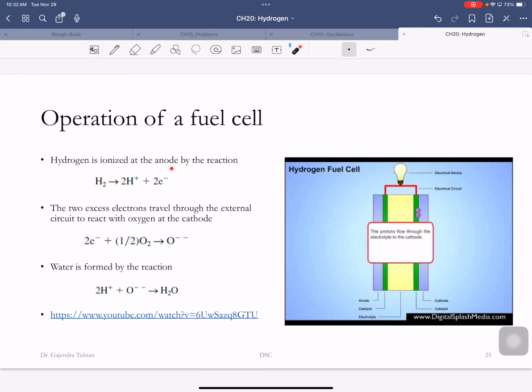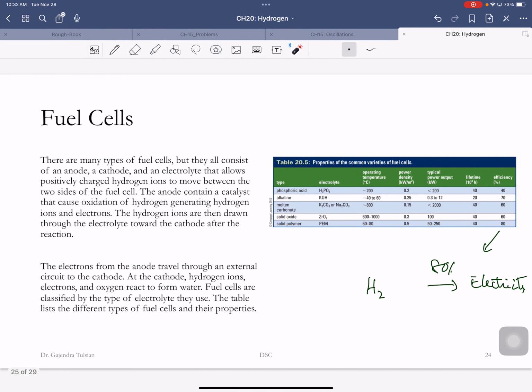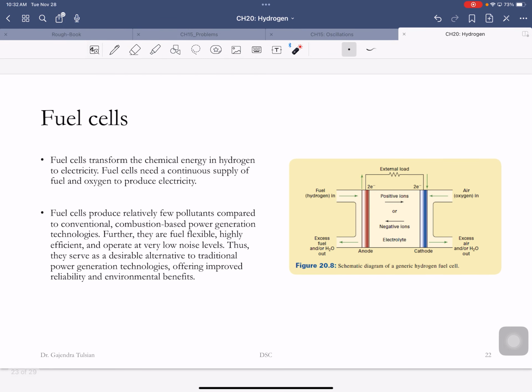Hydrogen is ionized at the anode by the reaction. So you put in hydrogen here, and at the anode, using a catalyst, the hydrogen is stripped off its electrons, and these electrons go through the external circuit. And the positive hydrogen ions go over here. The electrons come over here. The oxygen combines with the electrons, and it becomes negative. And the negative oxygen combines with the positive hydrogen that's coming here, and these two neutralize each other and become water.